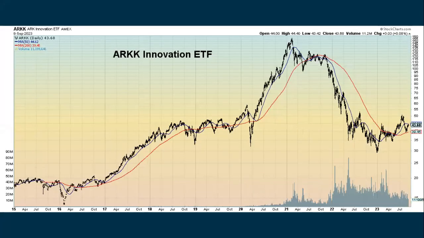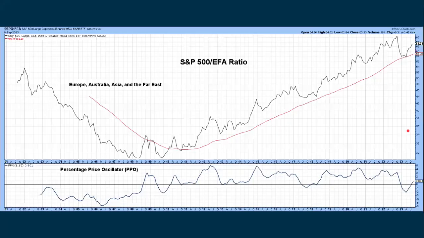ARK, which is a real popular investment with some folks, well, it hasn't been so popular when it was really declining. It's still in a longer term uptrend. It came down to its 200-day moving average and has been seeing a little bit of a bounce, but it's still below its 50-period moving average.